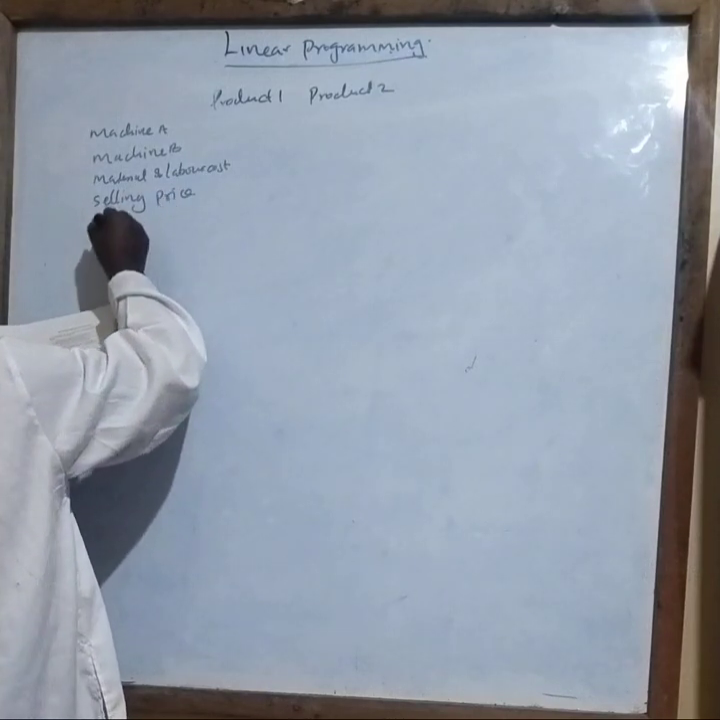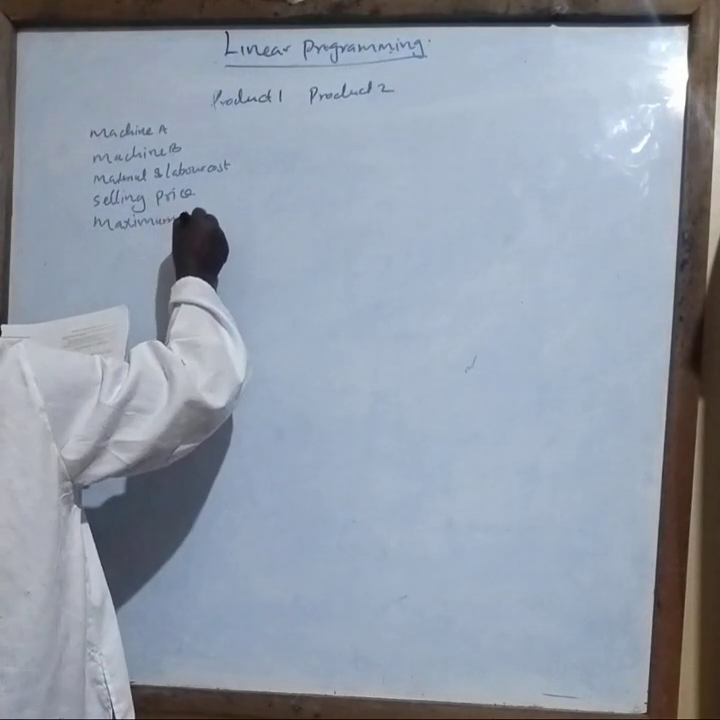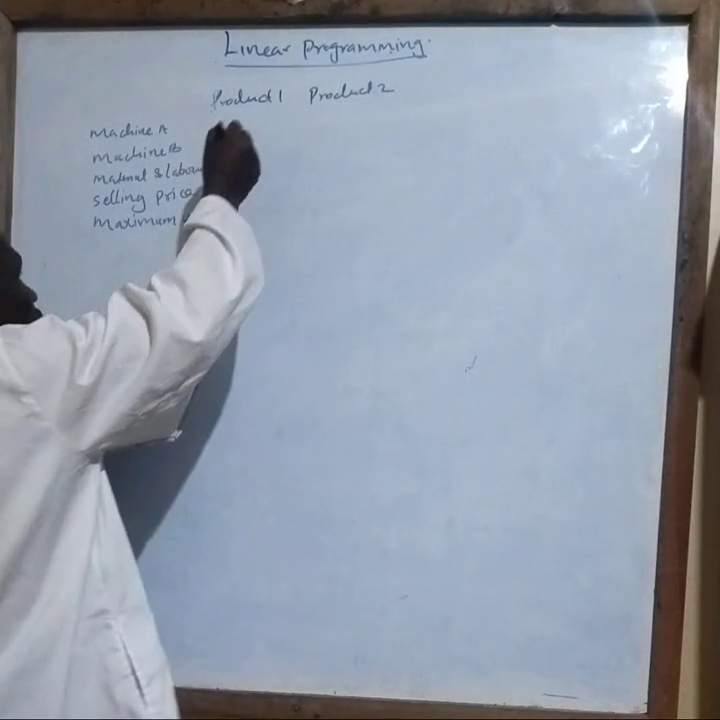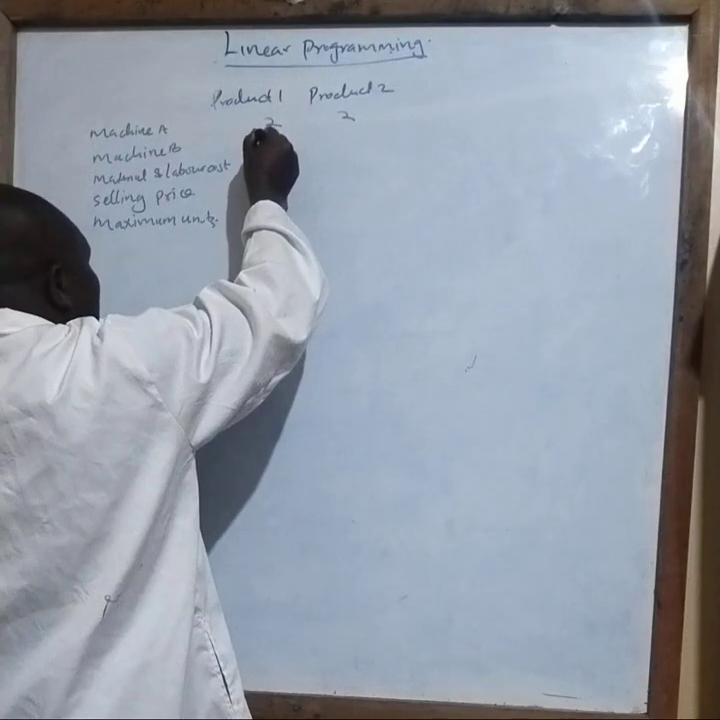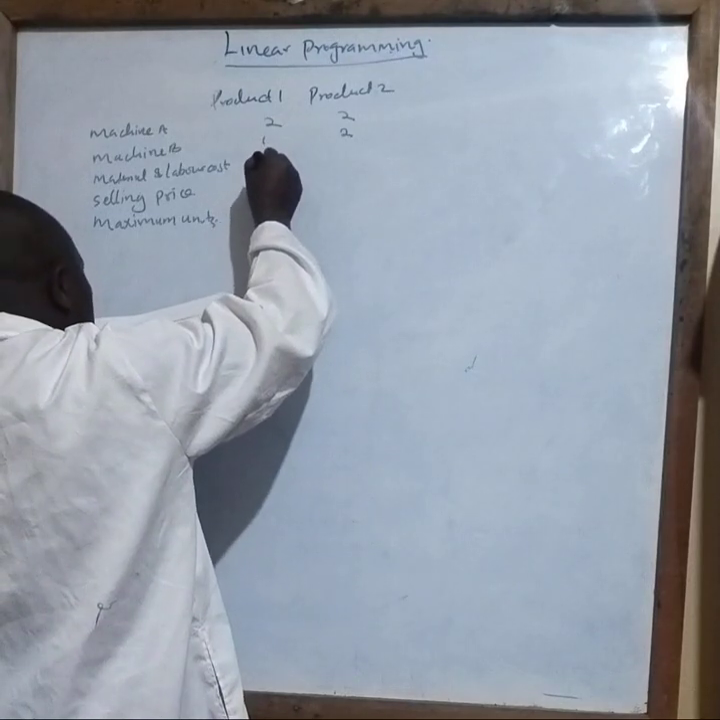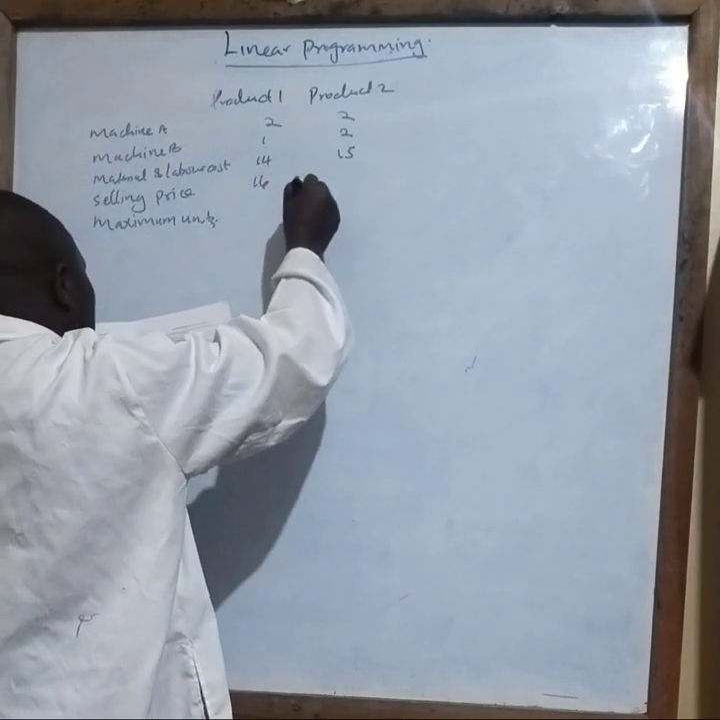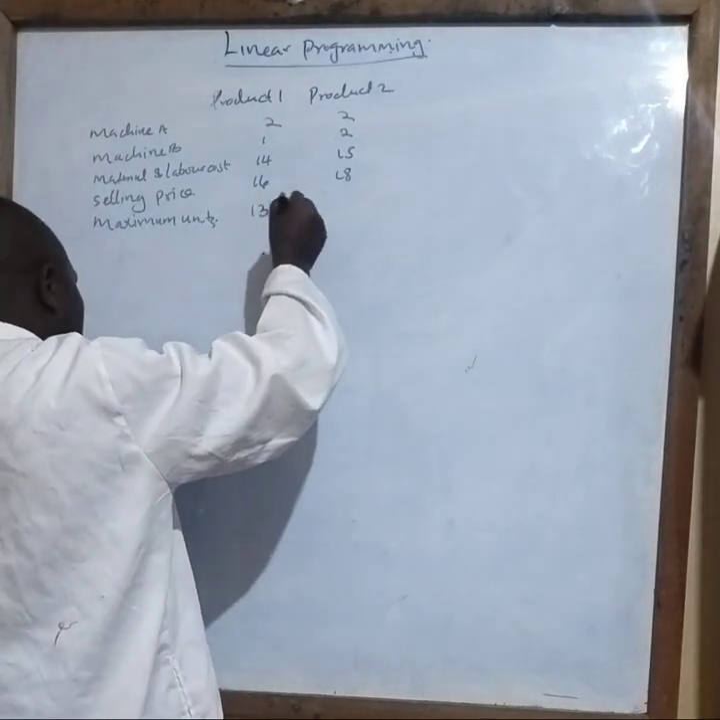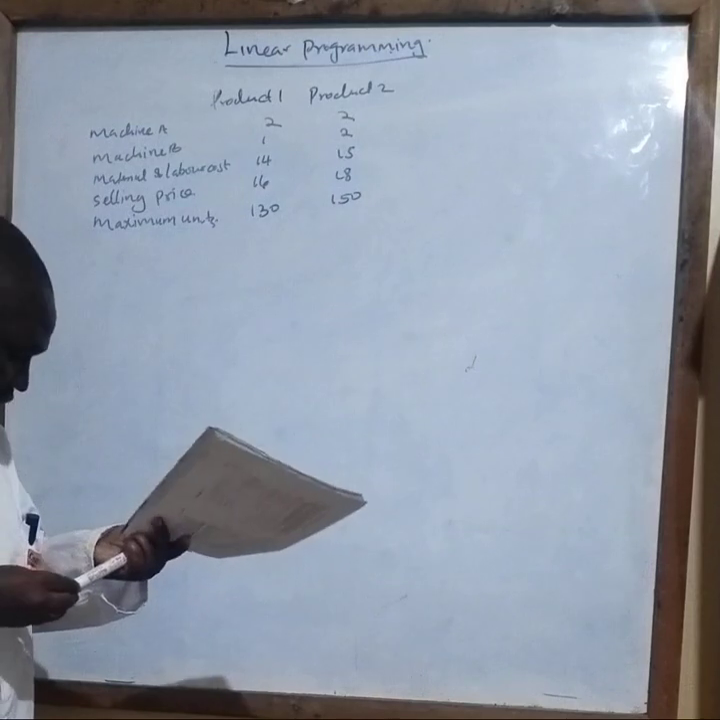Then we have the maximum possible units. Now, in this case, for machine A, we have 2 hours here and 2 hours here. Machine B has 1 hour here and 2 hours there. Material and labor, we have 14 here per unit and 15 here per unit. Selling price, we have 16 here per unit and the other one 18 per unit. Then the maximum number of units, we have 130 and the other one is 150. That is the information that we have been given.